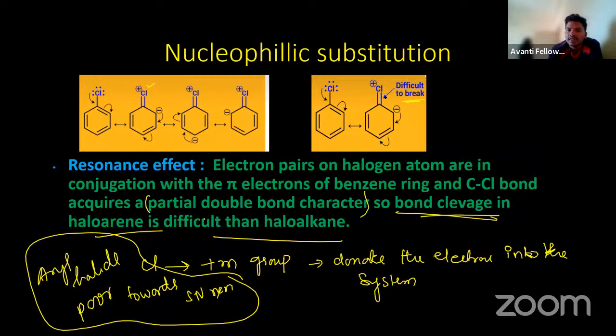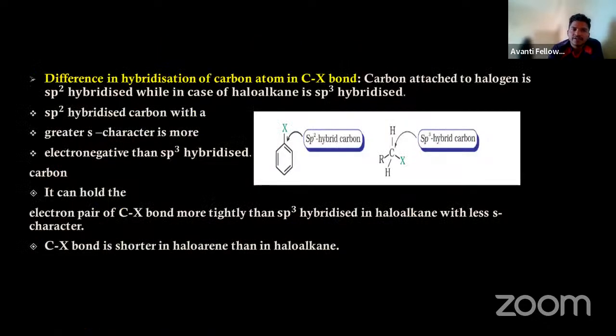They are unable to break the bonds between the chlorine and the carbon. Next, the difference in hybridization of the atom in the C-X bond. The carbon attached to the halogen is sp2 hybridized, while in the case of haloalkane it is sp3. So you can see here we are having sp3, here we are having sp2. sp2 hybridized carbon has more percentage of s character, and we can also say that it will be more electronegative.